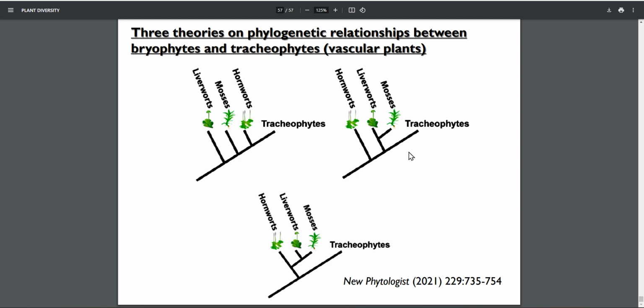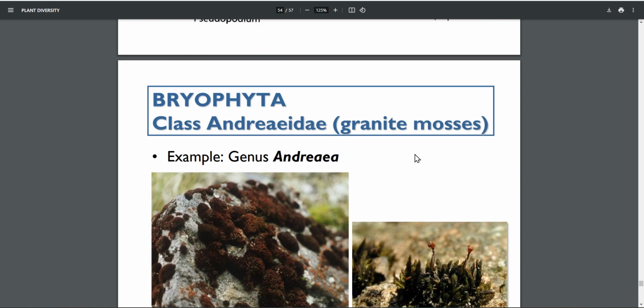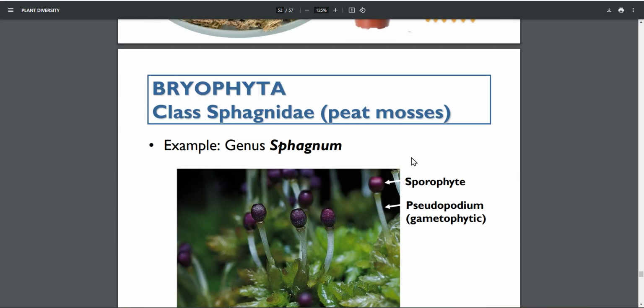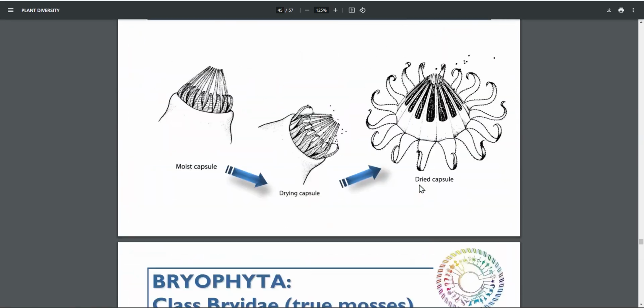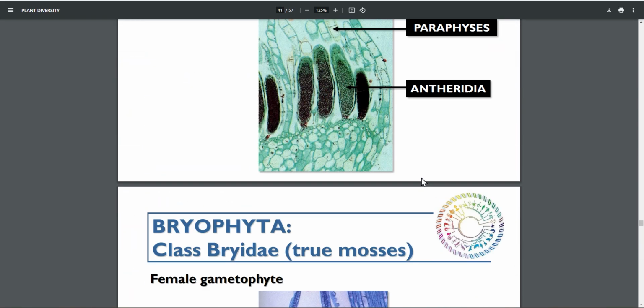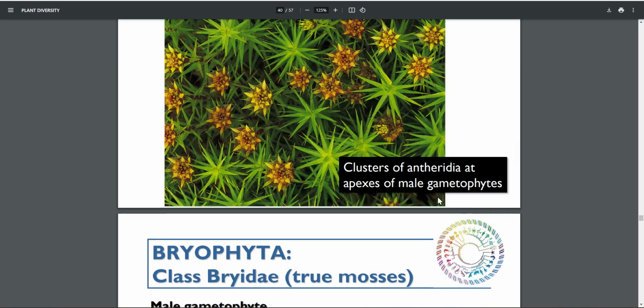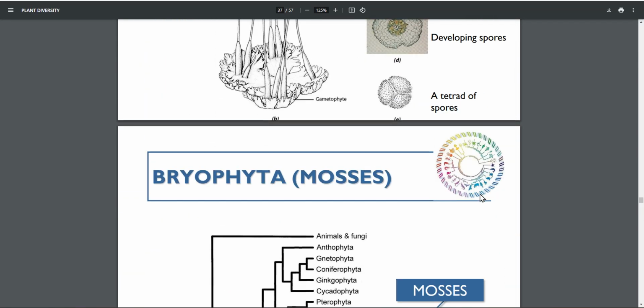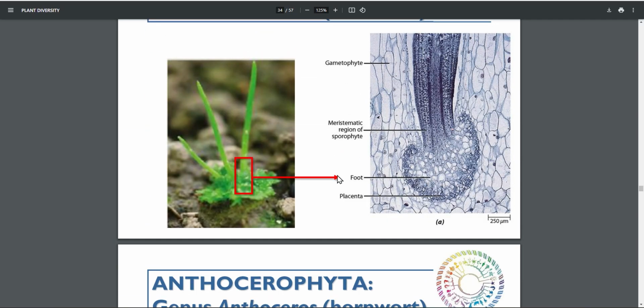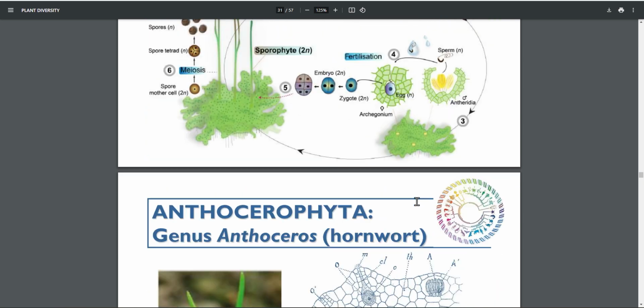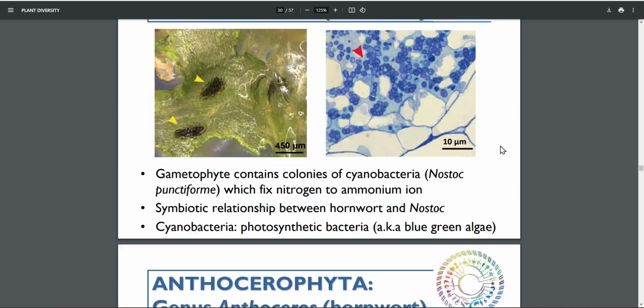So now we're going to move on. Actually, no, I'll talk about the important bits. Best to remember the difference between peat moss and true moss. The pseudopodium is gametophytic, while the seta is diploid. And remember, this is also haploid, and then they all need water. Remember, the foot, and then this thing, and then the placenta, they're all diploid.